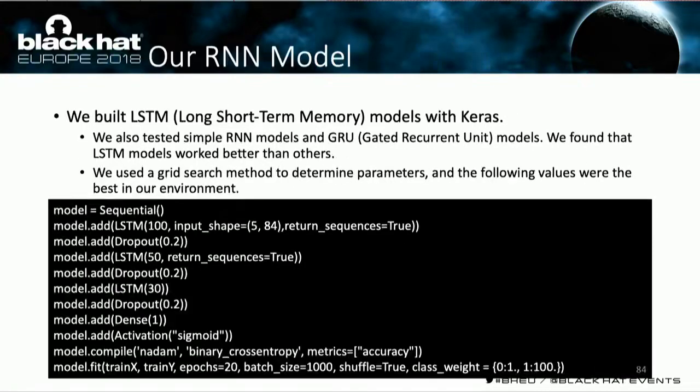Next, we built LSTM model with Keras as shown on the slide. LSTM is an abbreviation for long short-term memory and is a type of recurrent neural network. We also tested other RNN models such as simple RNN models and gated recurrent unit models. We found that LSTM models worked better than others in this case. Our model has 3 LSTM layers to recognize the sequence.